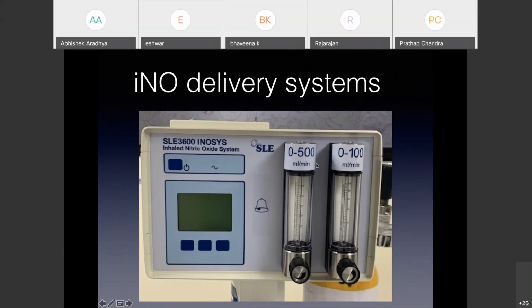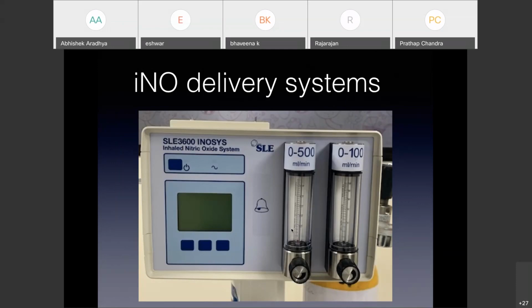Here on the right-hand side, you have the flow, which is 0 to 500 ml per minute, and 0 to 100 ml per minute. There are two different jars for the flow. You use these knobs in order to adjust. There is a graph which you need to follow to adjust to achieve the level of nitric oxide that you need, whether it is 5 or 10 or 15 or 20.